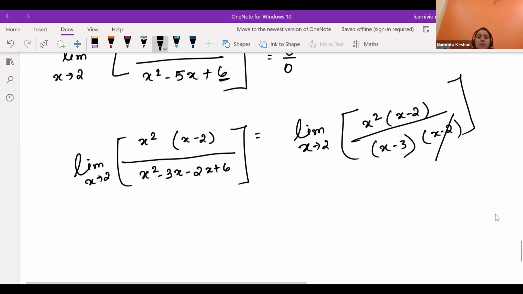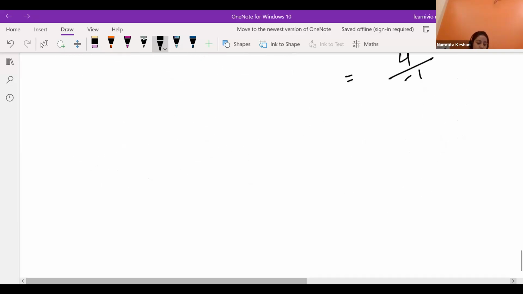Okay, so we will be getting this. We can see the problematic expression can be eliminated by cancellation. Now we will be putting 2. If you put 2 now, you will get 4 in the numerator and 2 minus 3, that means minus 1, so minus 4 will be the answer. When x is approaching 2, then y is approaching minus 4. Getting it? Yes, ma'am.